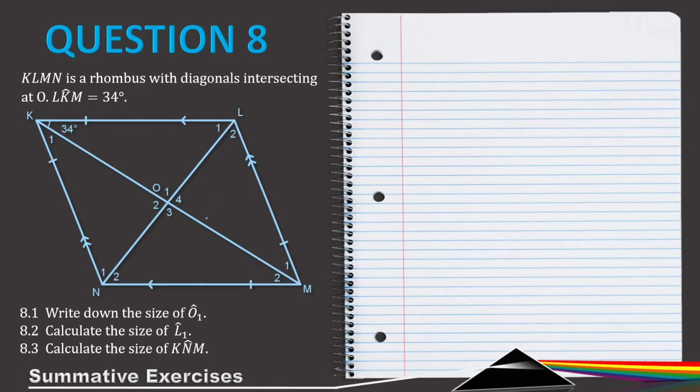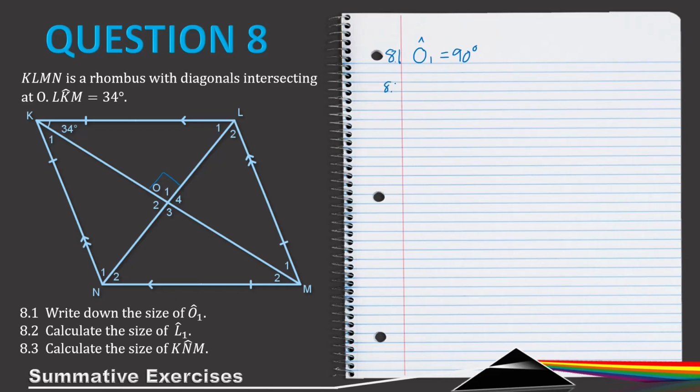Now this is nothing you need to calculate. This is a theory question, because what do we know about a rhombus? The diagonals of a rhombus, they do bisect, but they also bisect perpendicularly, which means all four of these angles are 90 degrees. Okay, so for 8.1, we know that angle O1 is equal to 90 degrees. That's basically like 3 marks, I think.